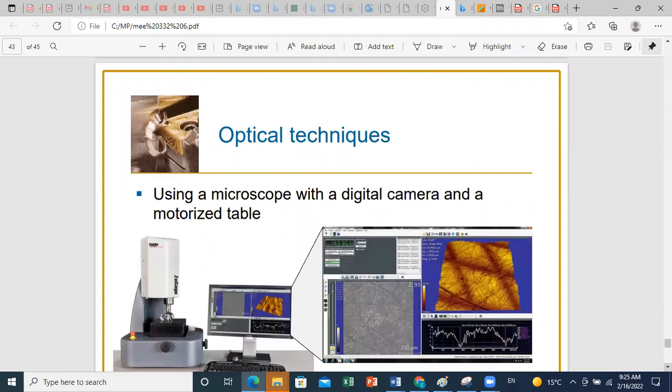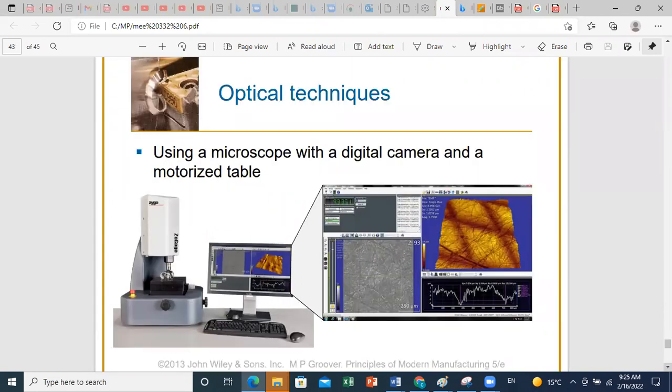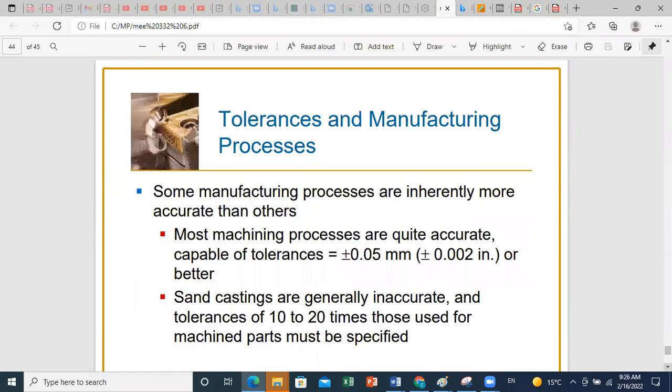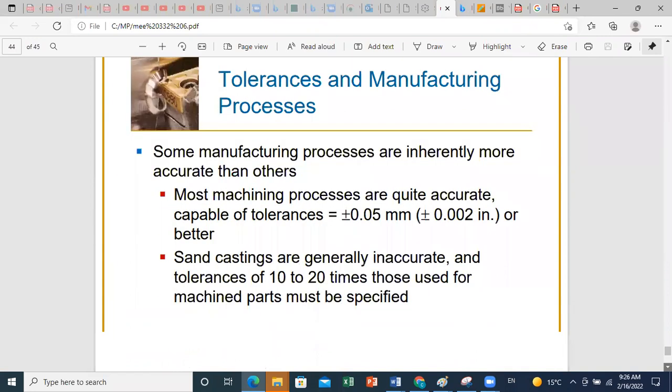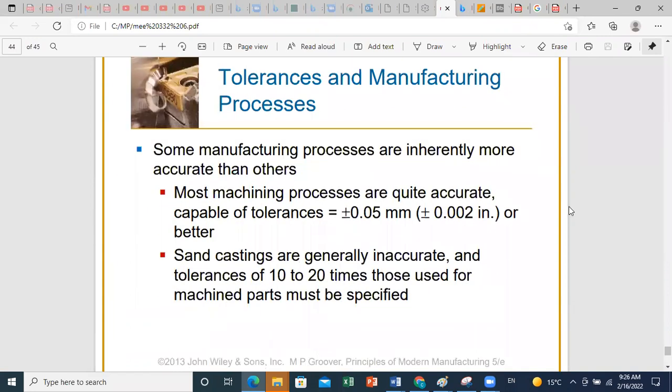Now, other techniques are 3D techniques that can use a microscope with a digital camera and a motorized table. So this is also much more complex. It can be used in 3D applications, and can give you the roughness of a certain surface, and also draw for you a map of the 3D surface. Okay. So I think you might see in your manufacturing lab some of these devices.